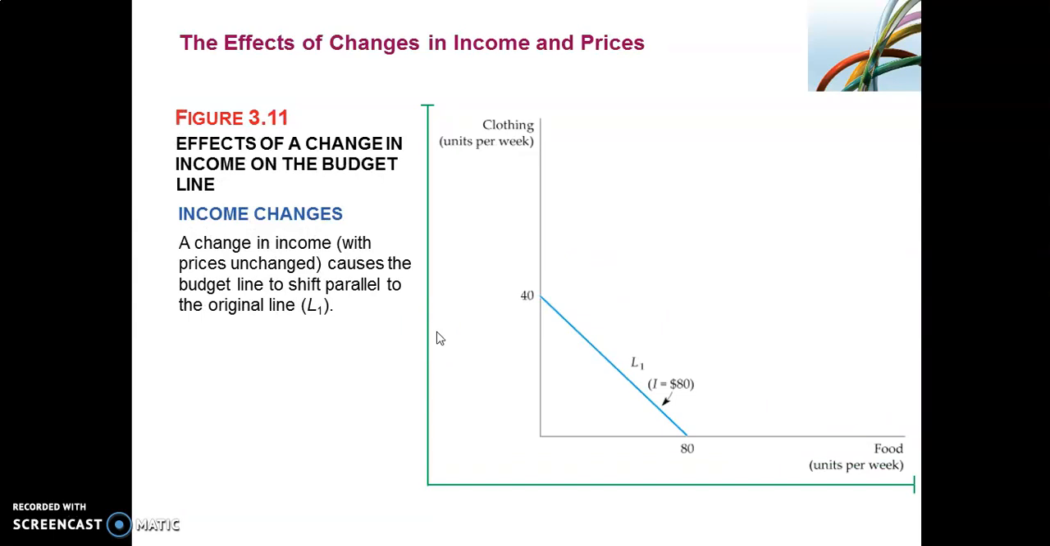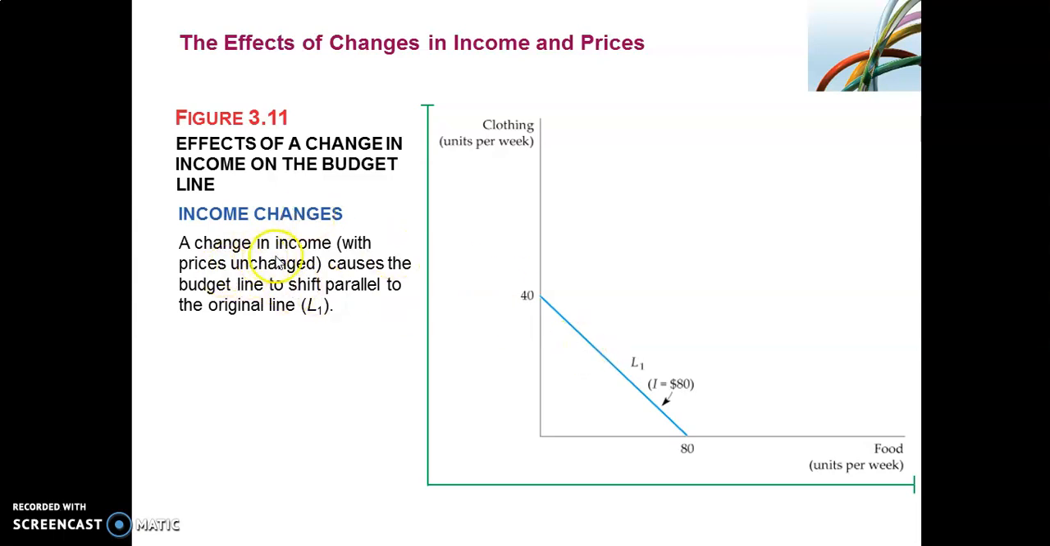We will now look at what happens if income or the prices of the two goods change. In figure 3.11, we will look at the effect of income changes. Now, a change in income with prices held constant will result in the curve shifting in a parallel manner and the slope is unchanged as the ratio of the prices has not changed. The vertical and horizontal intercepts are going to change depending on whether income has either increased or decreased.